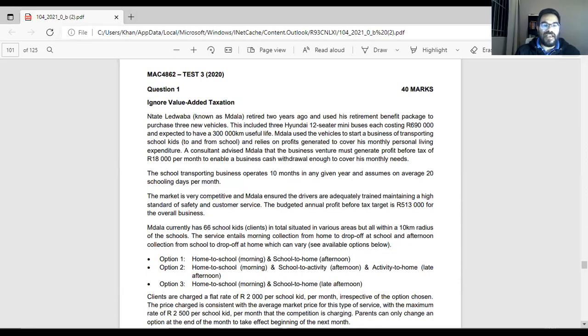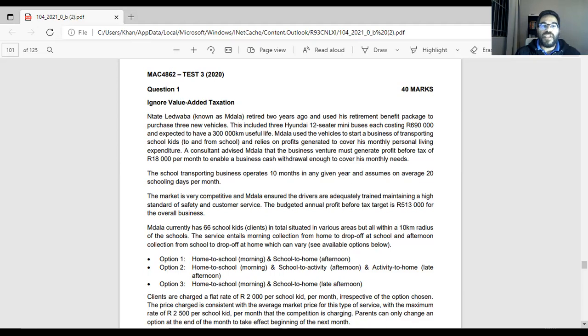A consultant advised Madonna that the business venture must generate profit before tax of 18,000 Rand per month to enable a business cash withdrawal enough to cover his monthly needs. The school transporting business operates 10 months in any given year and assumes an average of 20 schooling days per month. Okay, so 10 months, 20 schooling days per month.